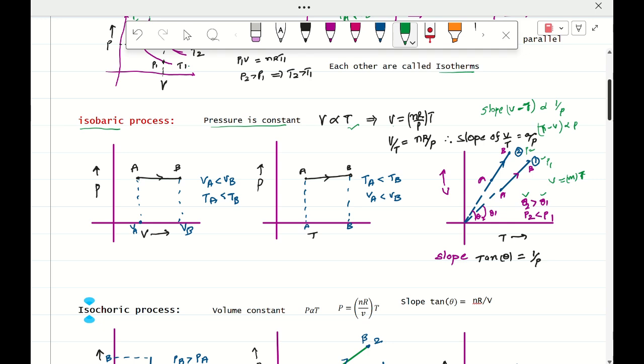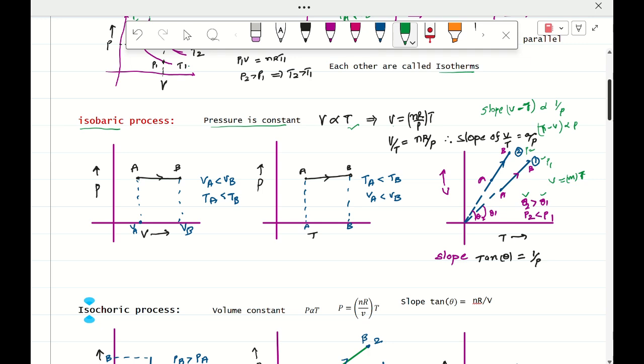So I hope slope and VT graph, slope and quantity, are inversely proportional. Here we are discussing the VT graph. So the slope of the VT graph is pressure, and pressure is inversely proportional to slope. Okay, slope is more means pressure is less. Slope is less means pressure is more. So this is clear. Now for isobaric only, the PT graph.